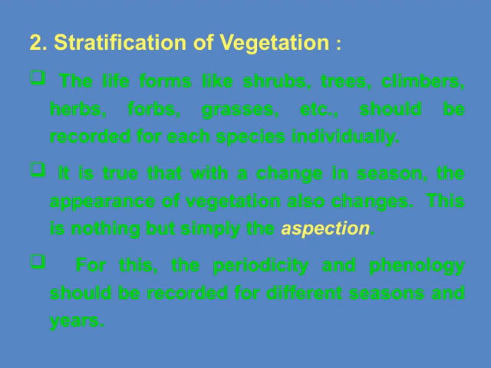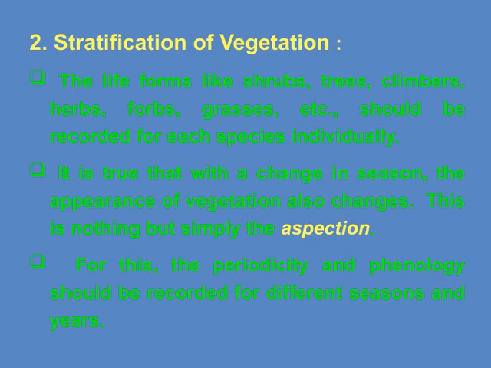This variation is simply a reflection of the different phases and growth patterns of the plants. In ecological terms, we call this the aspect of vegetation. To capture this dynamic nature, we need to document the periodicity and phenology of the plants. That means noting down how often a species appears and how its biological activities fluctuate across different seasons and years.